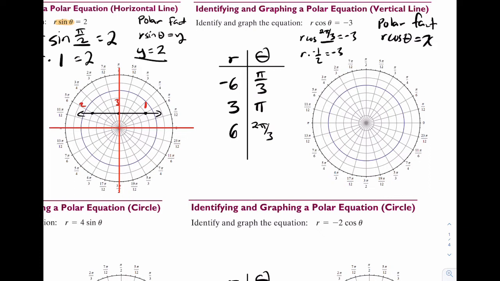So (-6, pi over 3) would be right here. (3, pi) would be right here. And (6, 2 pi over 3) is right there. Let's label those. 1, 2, 3. So that would be right here. 1, 2, and 3. Let's put the line in.